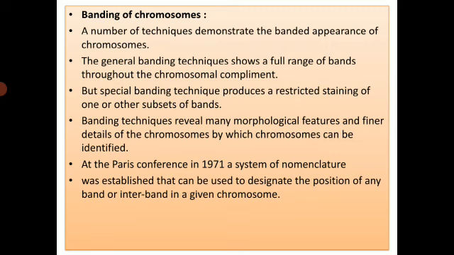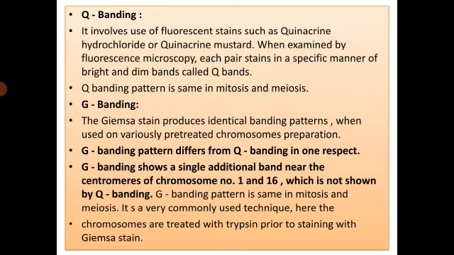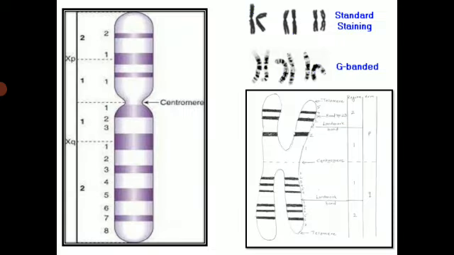Then another technique which is again very important, that is the banding of chromosomes. Okay, a number of techniques demonstrate the banded appearance of chromosomes. You must have seen the picture of a chromosome, and in that you can see that there are bands on the chromosomes. The general banding technique shows a full range of bands throughout the chromosome complement. Okay, but special banding techniques or procedures produce a restricted staining of one or other subsets of bands.